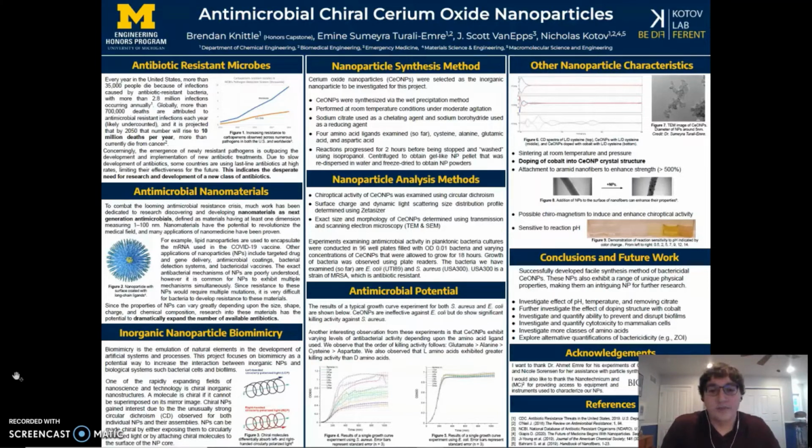And then also, what's interesting is we observed the following killing activity. Glutamate inhibited the most, alanine inhibited the second most, and then cysteine and aspartate. Glutamate and aspartate belong to the same category of amino acid.